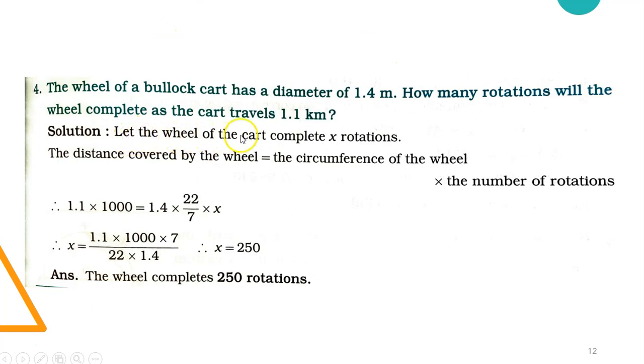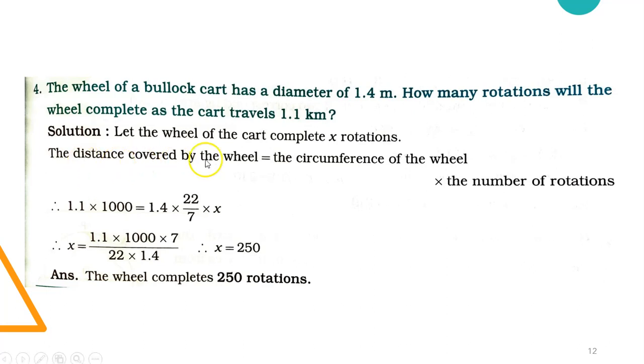Let the wheel of the cart complete x rotations. We don't know how many rotations, so we are going to assume them as x rotations. Now the distance covered by the wheel is equal to the circumference of the wheel multiplied by number of rotations. Obviously, the distance covered is, one rotation means circumference, multiplied by how many times the wheel moves. That is the distance covered.